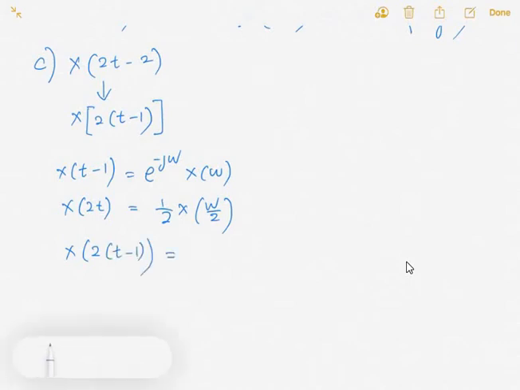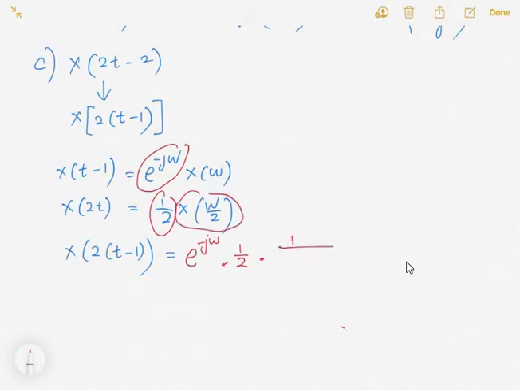Okay, what I mean here is, now if you look at this one, we copy down the exponent, and we also copy down the half, and just change the X(omega). So the X(omega) becomes X(omega over 2). So we have 1 over 2 plus j omega over 2. Okay, just as simple as this.